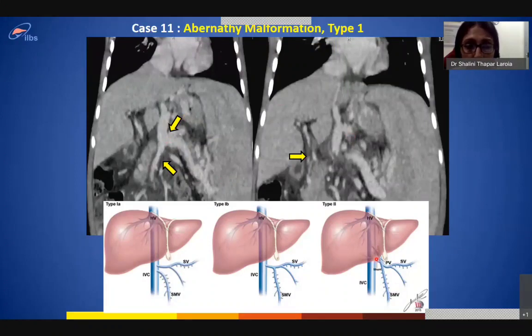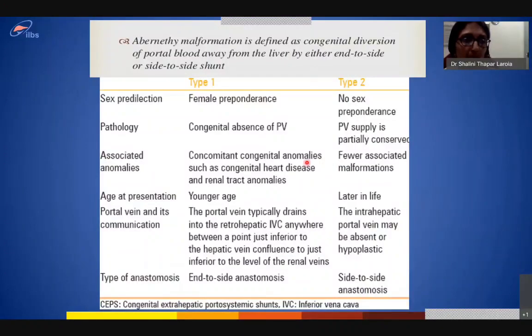And then, of course, in some cases, you can have an atretic sort of a portal vein, which is formed first, and then that drains into the IVC. So these are the three types. Just a quick word on the differences. They're usually seen in a female. Type 1 is more common in females. Type 2, there is no gender predilection.